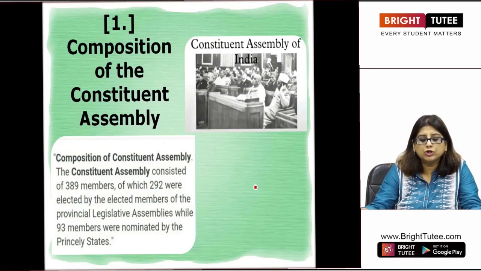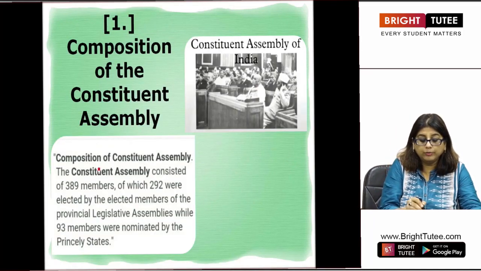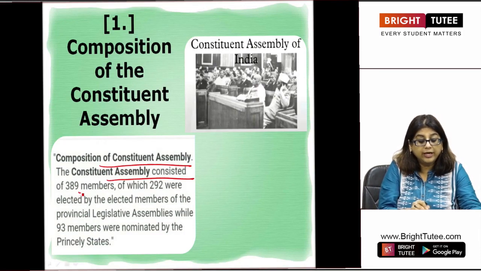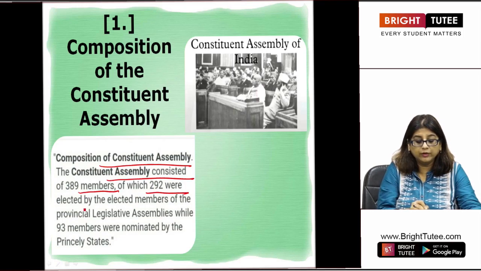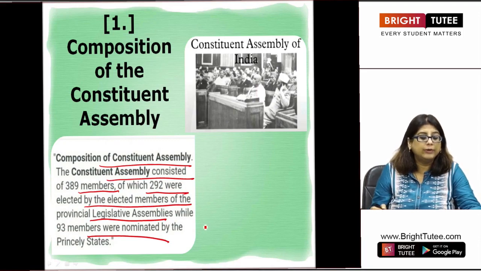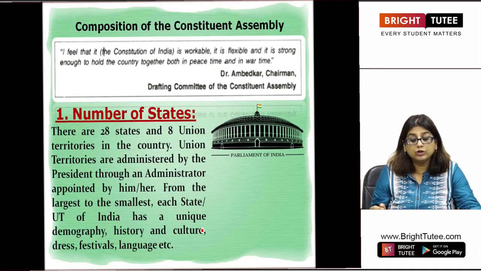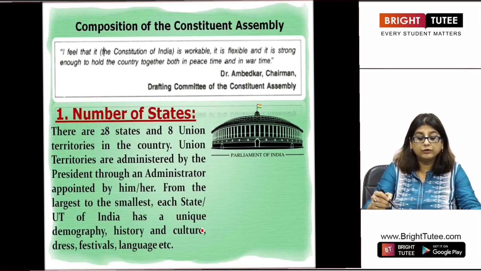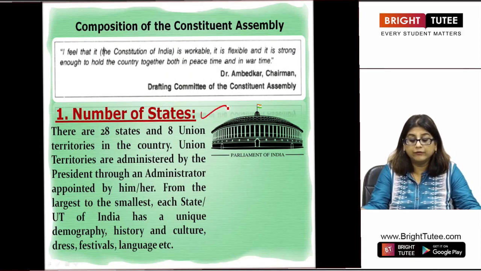Now the composition of the Constituent Assembly. The Constituent Assembly consists of 389 members, of which 292 were elected by the elected members of the Provincial Legislative Assembly, while 93 members were nominated by princely states. And for the composition of the Constituent Assembly, first of all, let's see the number of states.